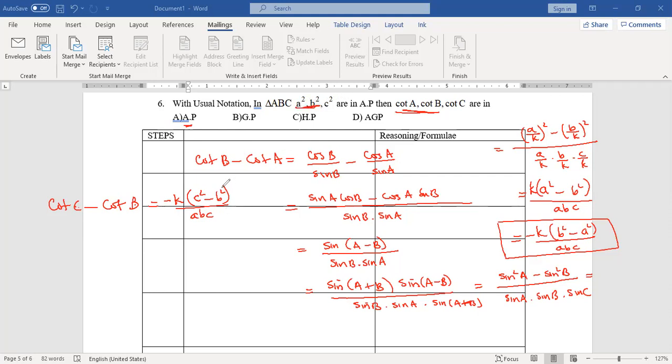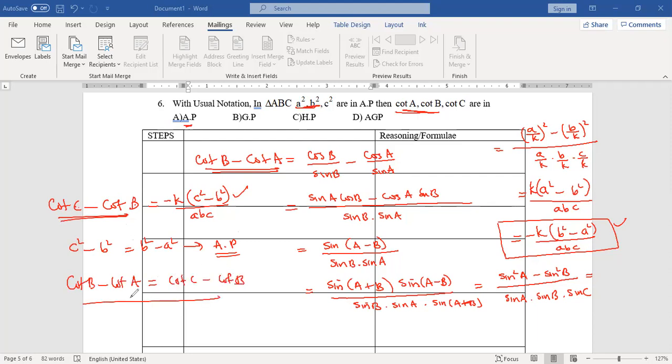So what you can say now? Because they are in AP, this and this are equal. So C square minus B square is same as B square minus A square because they are in AP. Are they both equal? This statement and this statement, are they equal? Yes, sir. Therefore, what I have proved, cot B minus cot A is same as cot C minus cot B. Therefore, cot A, cot B, cot C are in AP.